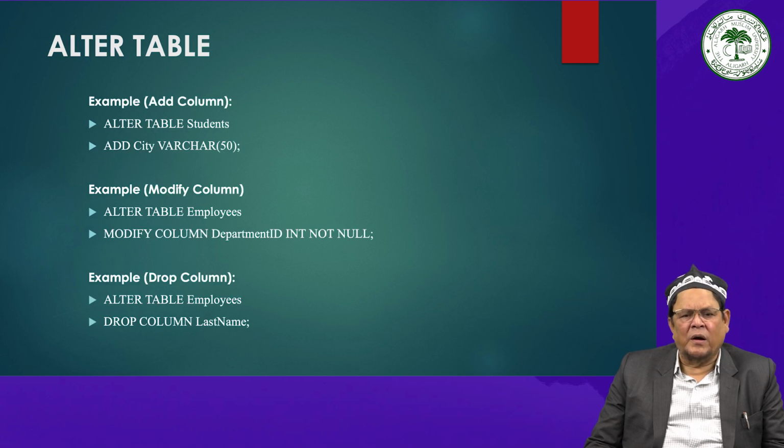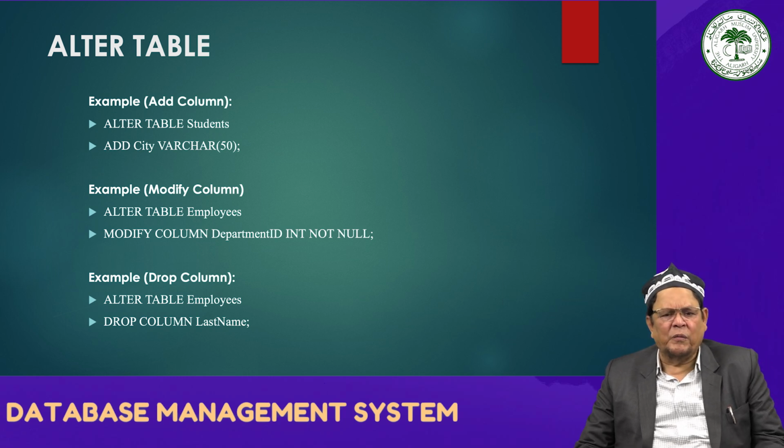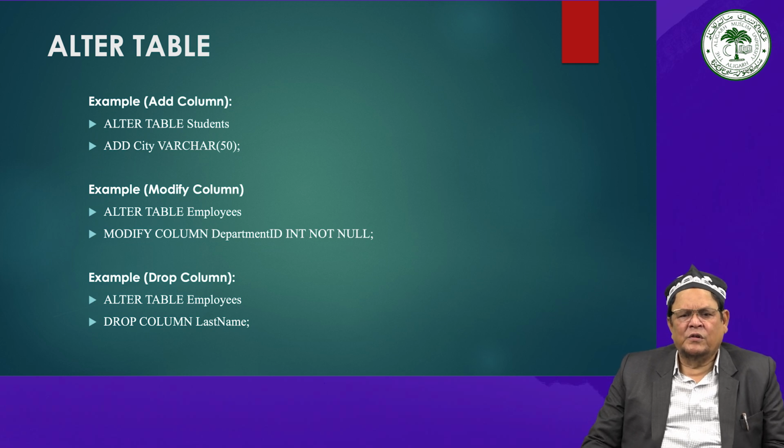The alter table command is used to modify an existing table by adding, modifying, or dropping columns. It allows for structural changes to the table after it has been created. The alter table command is used in different formats, as we can see on the screen, for add, modify, and drop columns as we specified here.